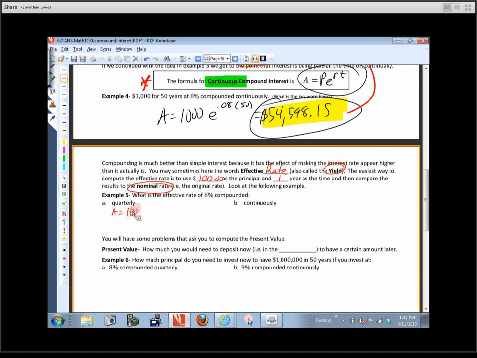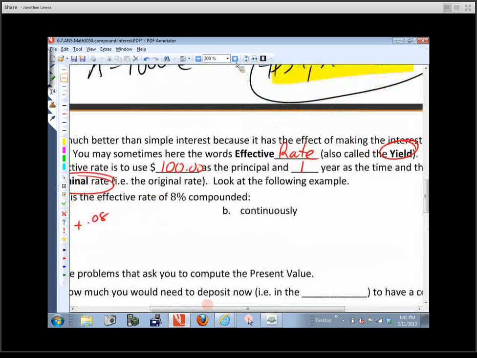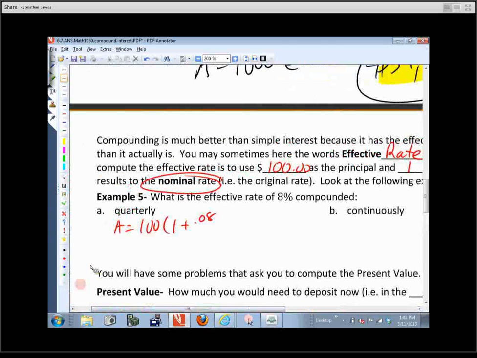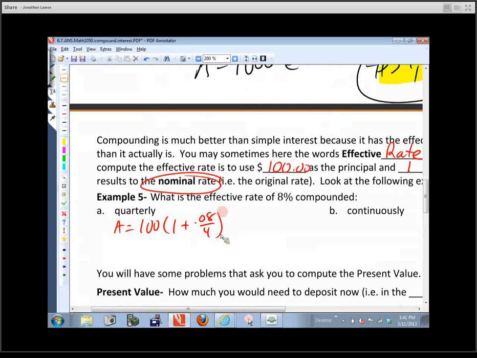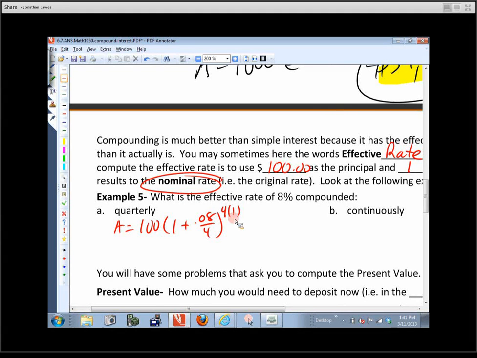$100. So we're going to put in $100. Then it's 1 plus 8%, always as a decimal, so 0.08. And we're going to compound quarterly. So if I compound quarterly, what's N? 4 times per year. So we're going to divide by 4. And then how much time did I say to use? 1 year. Okay? Very simple. $100 for 1 year. Plug it into the formula.